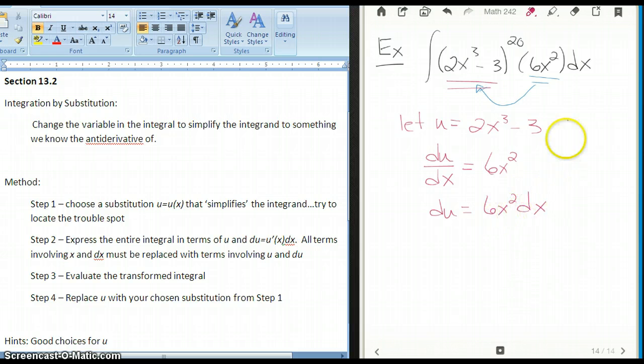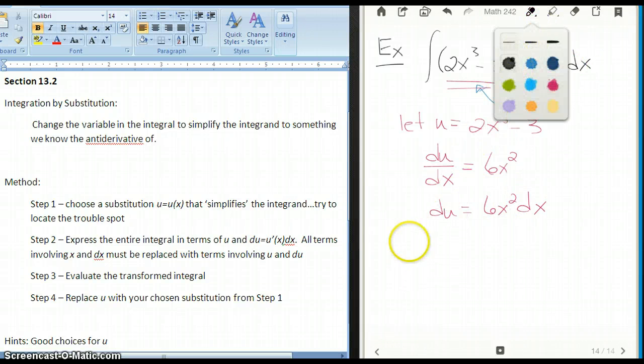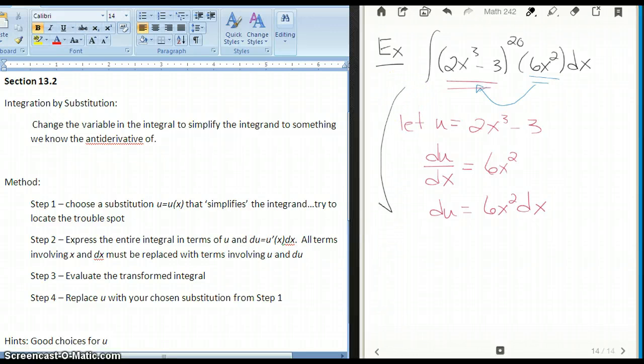And notice that's exactly what is living here at the end. 6x squared dx is in fact du. So now when I start rewriting this integral, right, when I sort of say bring this down and rewrite it, this integral is going to be what? This stuff inside is just u, so this is u to the 20th. And this last stuff over here is what? All of that is just du. And now how much easier is that integral to do than the one up here?